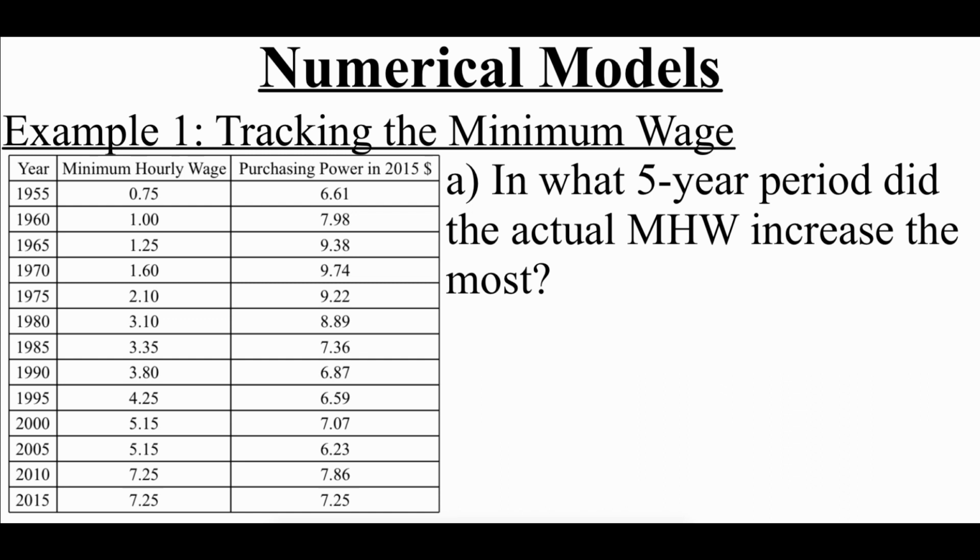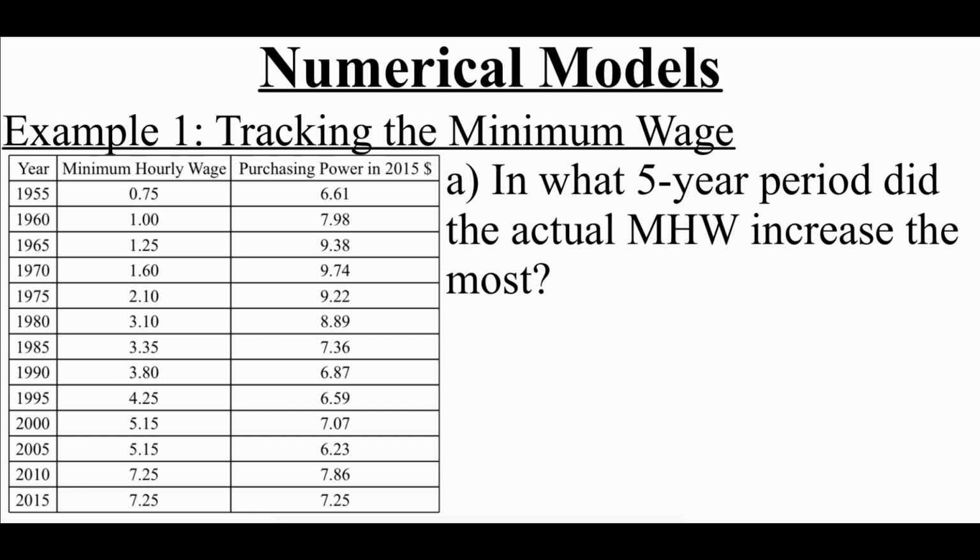So in this first example, we're looking at hourly minimum wage. So we can see that table on the left-hand side. The far left column, we're looking at specific years, so from 1955 all the way up to 2015, and that's increasing every 5 years. The second column is the actual hourly minimum wage in that specific year. And then the third column is taking that hourly wage and adjusting it for inflation, so the purchasing power in 2015 dollar amounts.